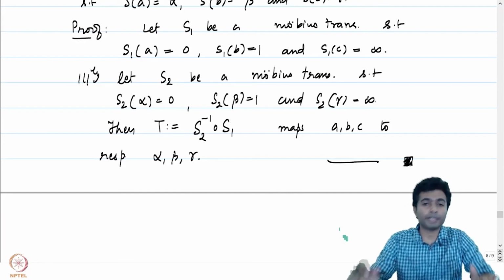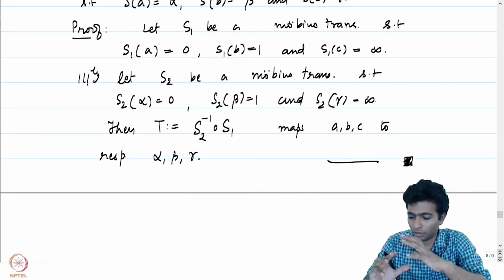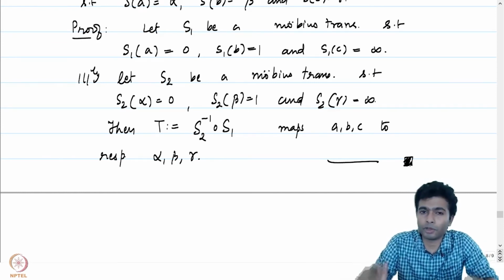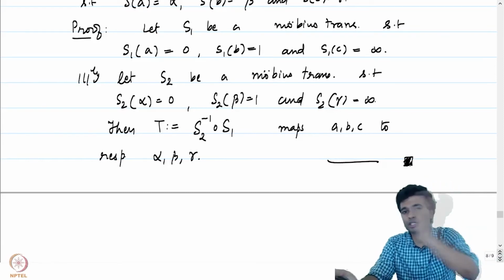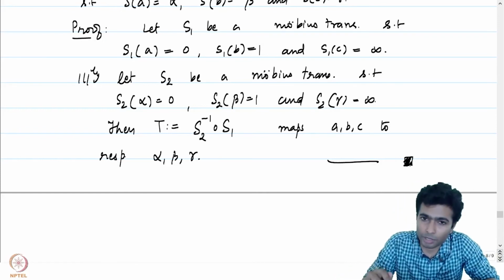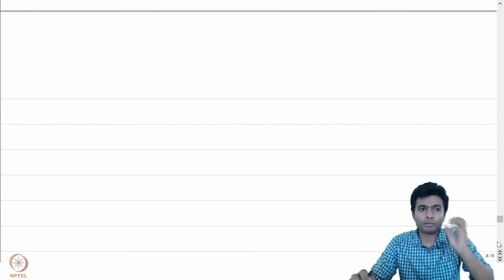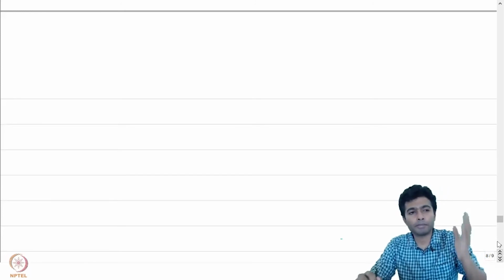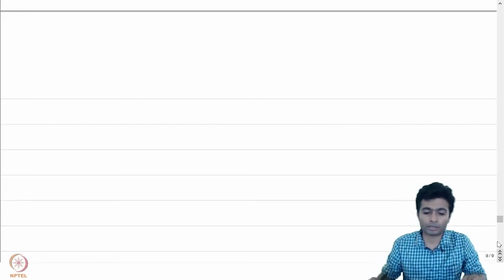So not only do we know that the action on A, B, C will determine the Mobius transformation, but we also know that given A, B, C and alpha, beta, gamma, we have a Mobius transformation which maps A to alpha, B to beta and C to gamma. Let's conclude this lecture by proving a very nice property of Mobius transformations, namely that they map circles to circles. When I say circles here, I mean generalized circles.